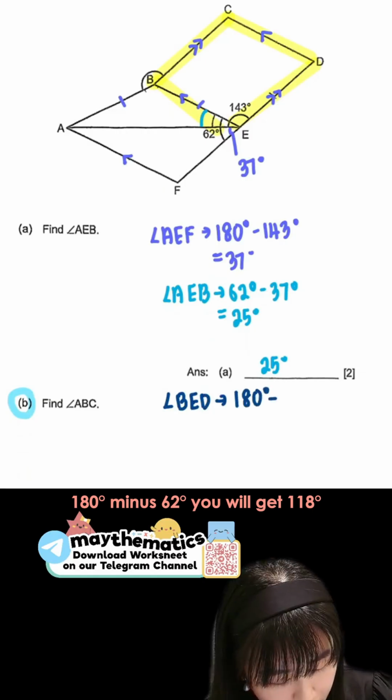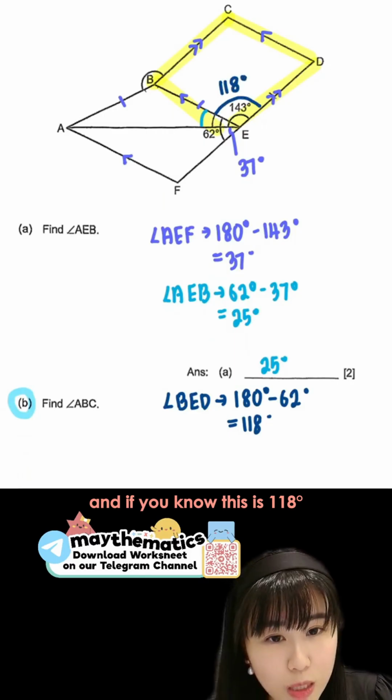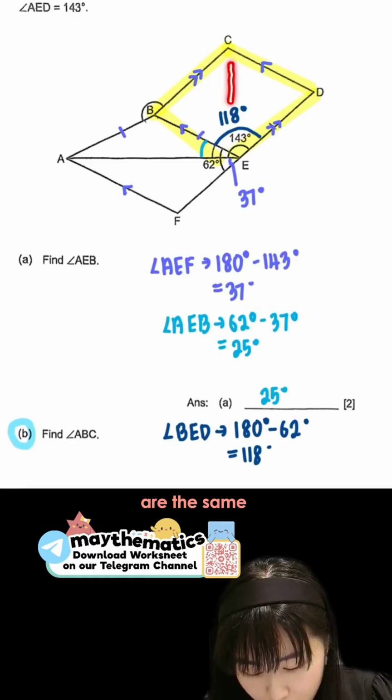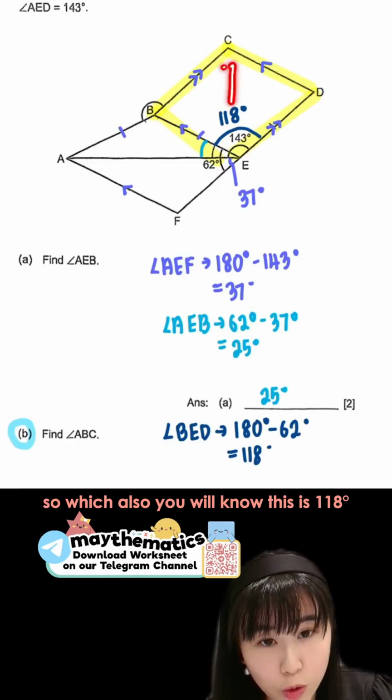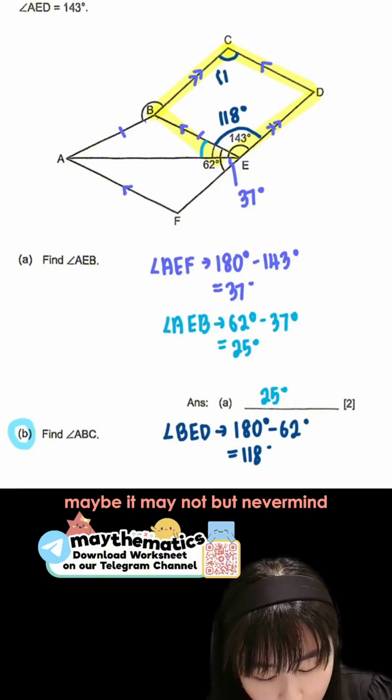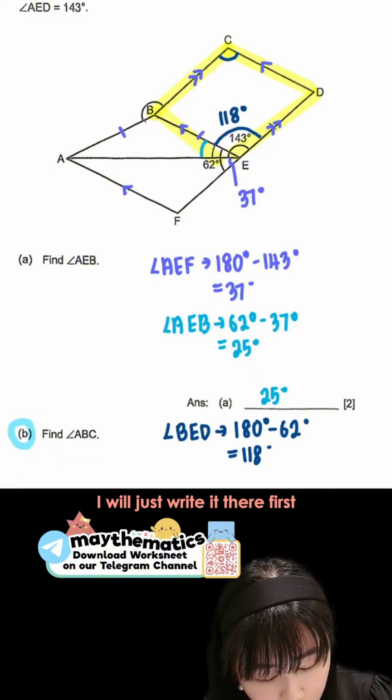180 minus 62, you will get 118 degrees. And if you know this is 118 degrees in a rhombus, diagonally opposite angles are the same. So you will also know this is 118. Maybe it might help me, maybe it may not, but never mind, I will just write it there first, just in case.